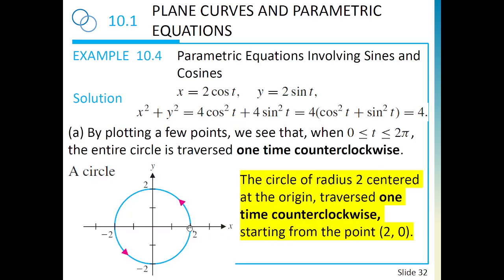So (2, 0) is here. And then as t increases, my particle is moving up. So it is counterclockwise. So my parametric curve, or plane curve, is a circle centered at (0, 0) of radius 2. Starting point is (2, 0), and the particle is moving counterclockwise. And we run only one time around the circle as t goes from 0 to 2 pi.